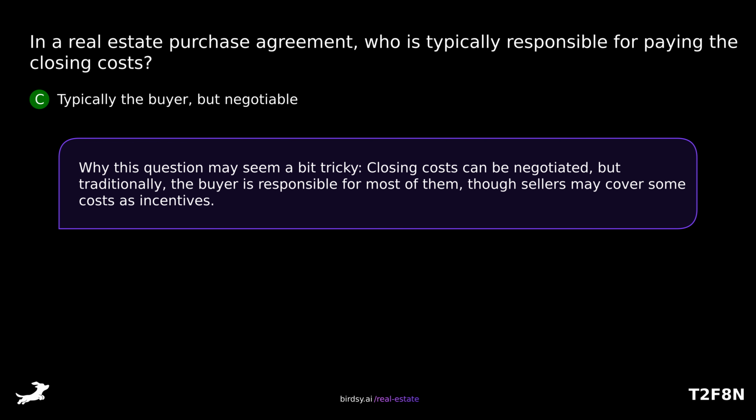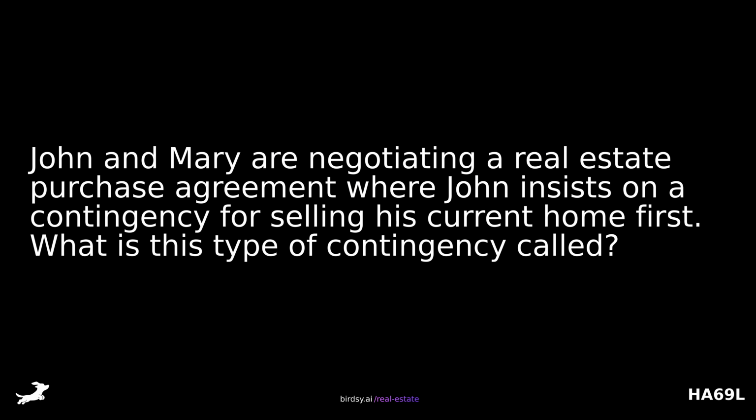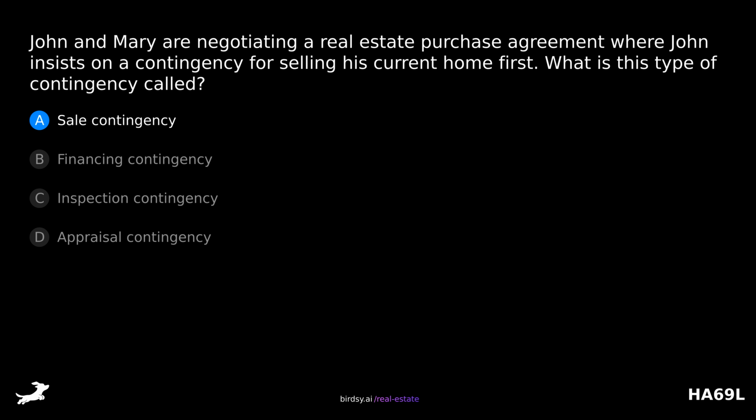costs as incentives. John and Mary are negotiating a real estate purchase agreement where John insists on a contingency for selling his current home first. What is this type of contingency called? Is it A, sale contingency, B, financing contingency, C, or D, appraisal contingency?